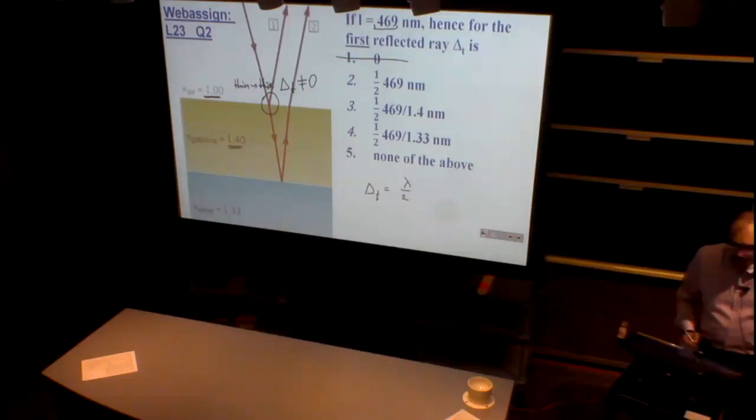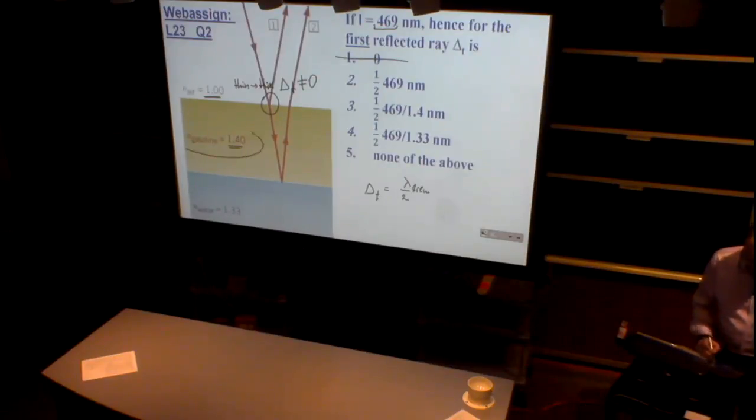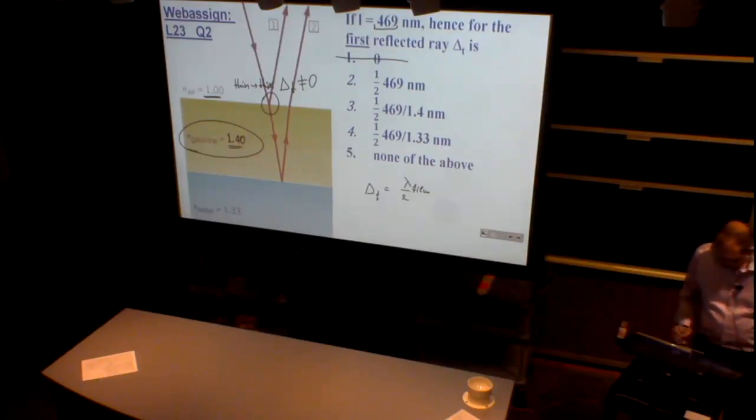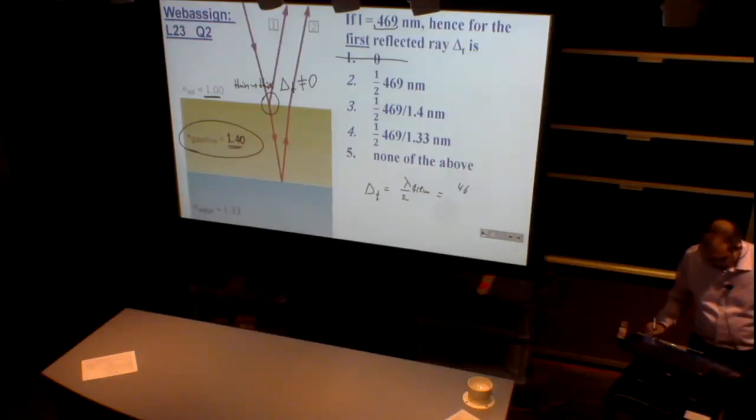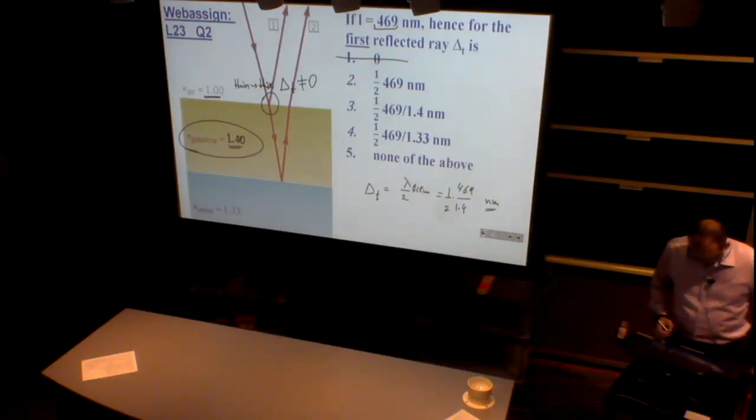That's the wavelength. Where? 469 nanometers, that's the wavelength where? Vacuum or air, but this wavelength should be in the film, and the index of refraction of the film is 1.4. How do we know? We can see it right there. So what should be right? 469 over 1.4, one half, and that will be nanometers.